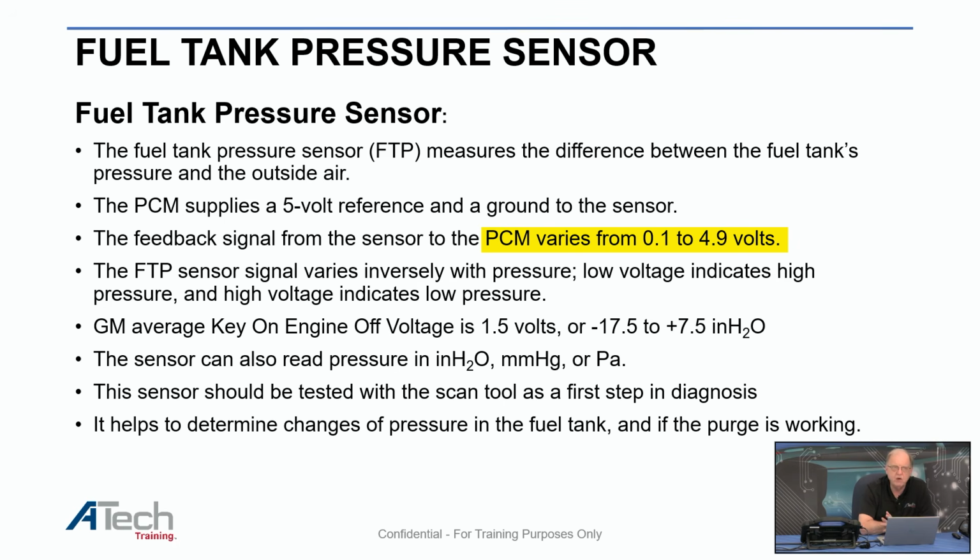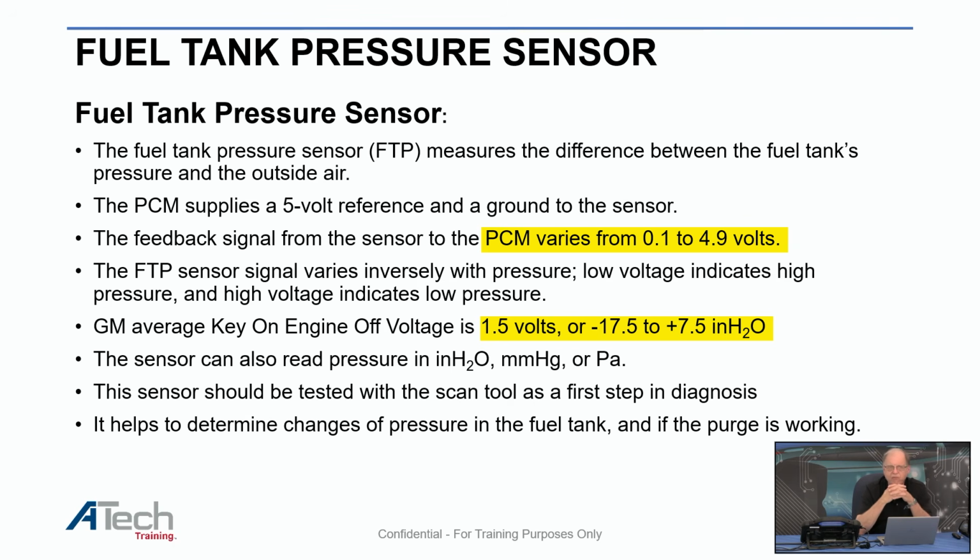And the GM's key on engine off voltage is going to be about 1.5 volts, or minus 17.5 to plus 7.5 inches of water. Now, inches of water is a little different. We're going to be using a manometer, or we're going to use water on our particular smoke machine. It's going to be able to set for the readings we look at. But on top of that, depending on your scan tool, your sensor can read pressure in inches of water, millimeters of mercury, or a pressure reading in PA. So we're looking at pascals is what you would be looking at.